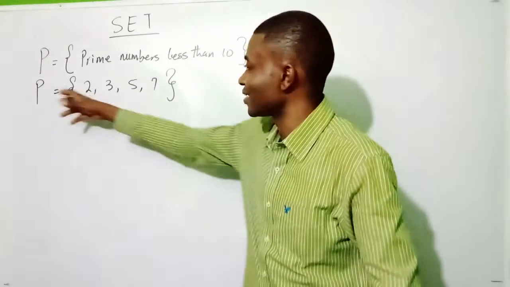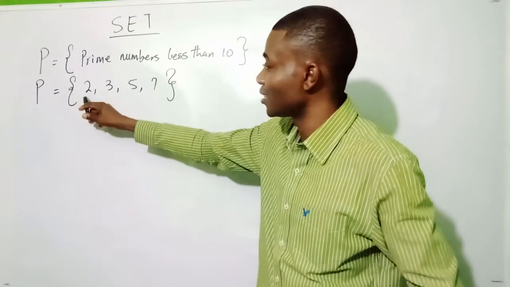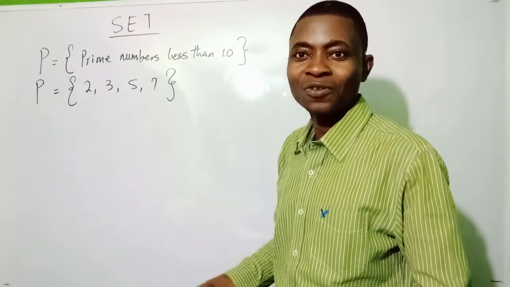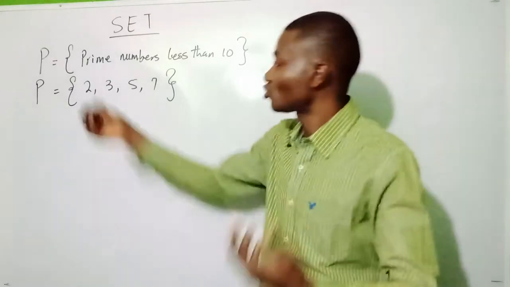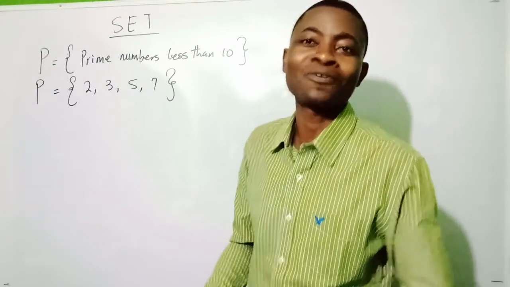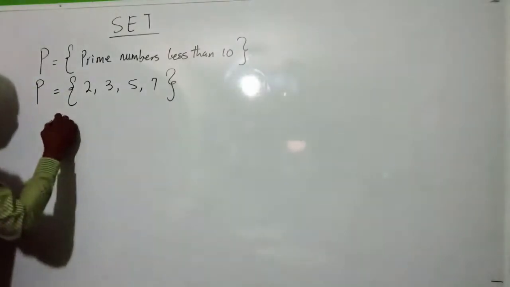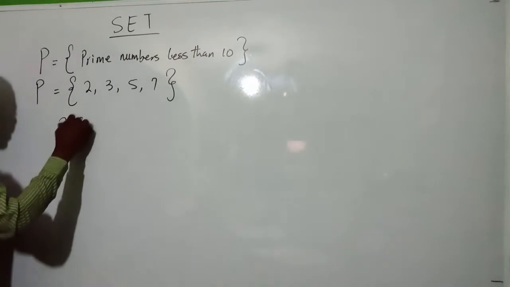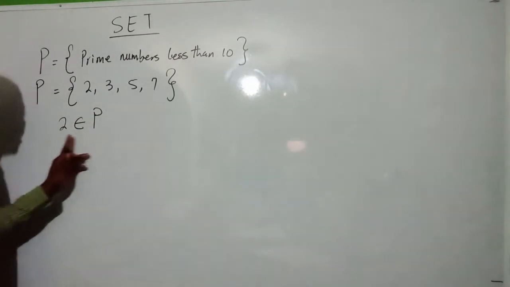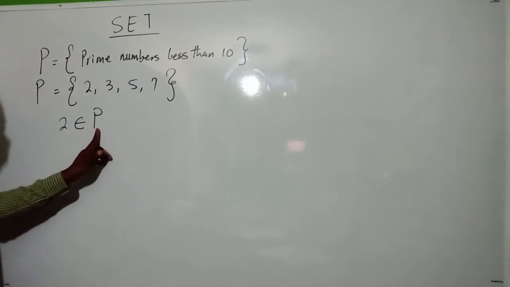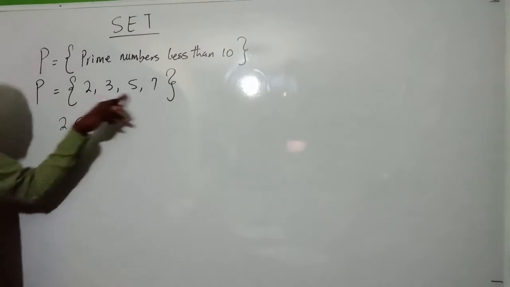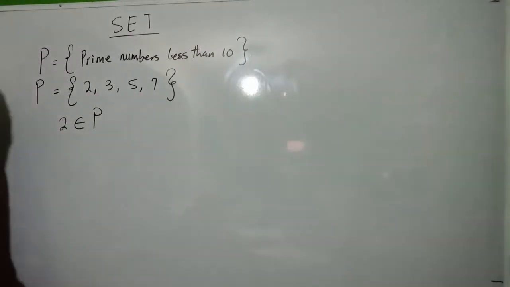Like in this set, the elements of set P are 2, 3, 5, and 7. So for instance, I can say that 2 is an element of P. Now if I want to write that 2 is an element of P, how do I write that in set? I can write it like this: 2 is an element of P. This means you can find 2 among what is contained in this set P.